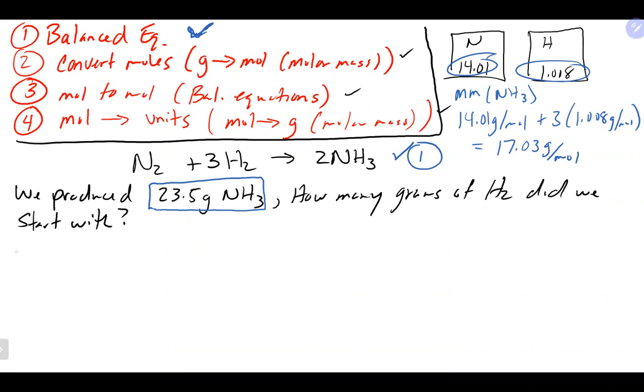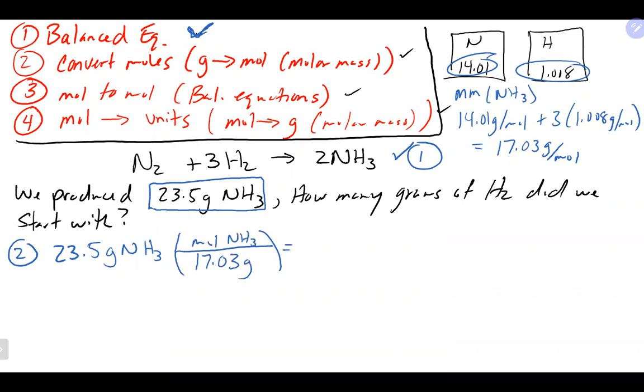So we'll start our second part of the calculation by taking what they gave us, and we're going to convert it into moles using the molar mass. In this case, we want the grams on the bottom so that they cancel. So we're essentially dividing by the grams per mole of NH3. If we get an answer at this point, you're looking at something like 1.3799 moles of NH3. So that is the second step. Any questions on that?